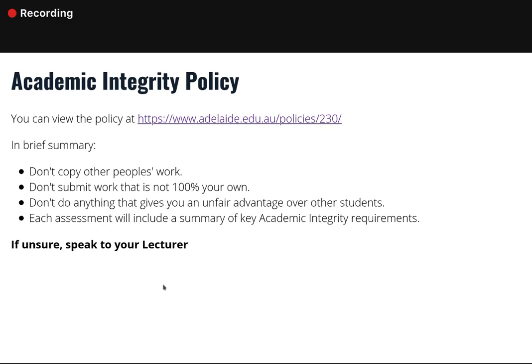So pretty much anything where you're getting access to something or an advantage in some way that other students won't necessarily have, that's probably bad academic practice at the very least, and probably a breach of academic integrity policy.